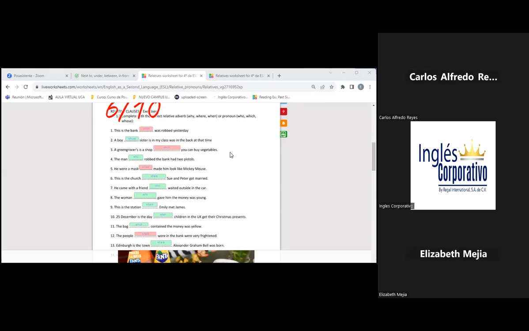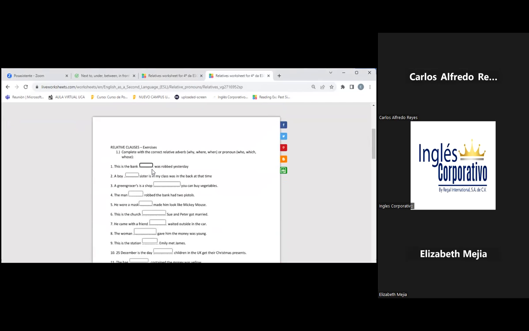This is the bank. Es que está hablando de que el banco fue robado ayer. No será where. This is the bank. El lugar. Ajá. Okay, sí. Where was robbed? Sí, porque was no. When? Le está diciendo, este es el banco que fue robado. This is the bank. ¿Dónde fue el robo? ¿Dónde fue el robo ayer?